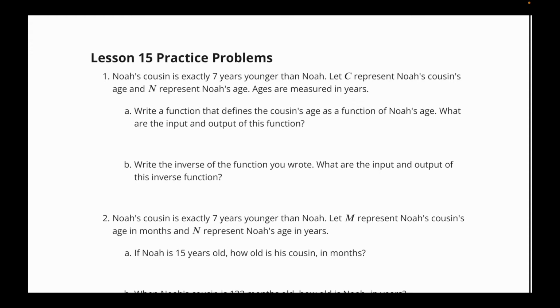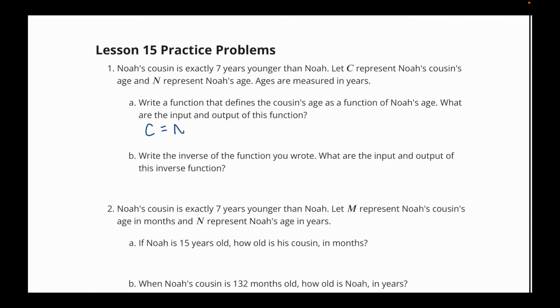So let's start by writing part of our function. C equals. Now this is 7 years younger than Noah, which means Noah and his cousin's age are not equal. I have to actually subtract 7 from Noah's age to equal that of his cousin's. So our function is essentially C equals N minus 7. In this case, the input is going to be Noah's age, and the output is his cousin's age. So Noah's age was N. Output, I was just checking that I was using the right variables.